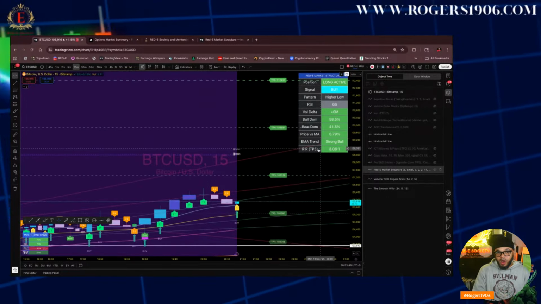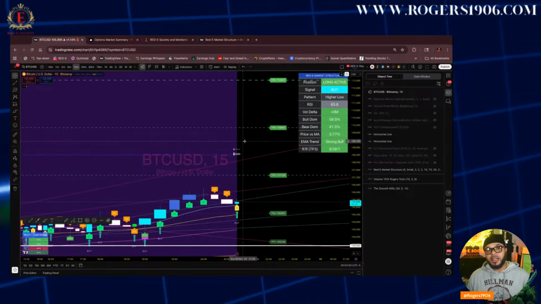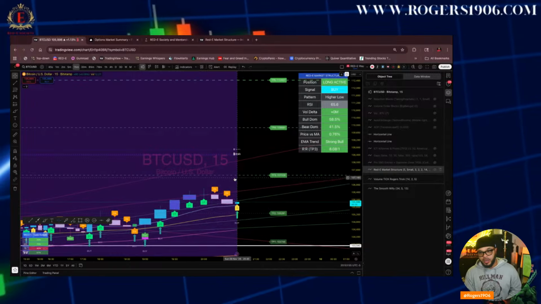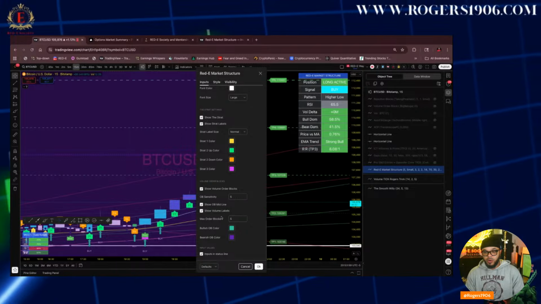Now, these don't always just hit right at the level when we expect them to, but it gives us a target if we can break these trend lines that you see on the screen. Now, this big purple box that you're seeing, those are order blocks.